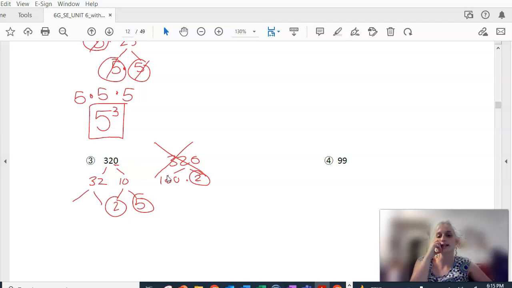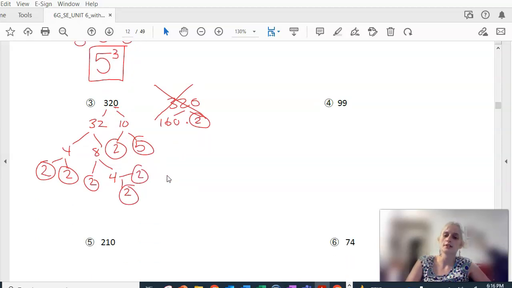32, that is 4 times 8, or also 16 times 2, whichever way you see it. Neither of those are prime numbers. I'm going to decompose 4 into 2 times 2. 2's are prime. 8 I can break down into 2 times 4. And 4 can break down into another 2 times 2. There I have no more branches.